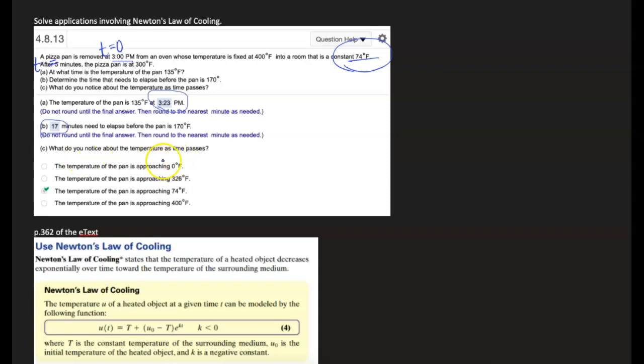And what do you notice about the temperature as the time passes? You should notice the temperature of the pan is approaching 74 degrees Fahrenheit. It should not go below that. And actually, the way I approached this problem hinged on this fact because that's why we did the transformations to begin with.